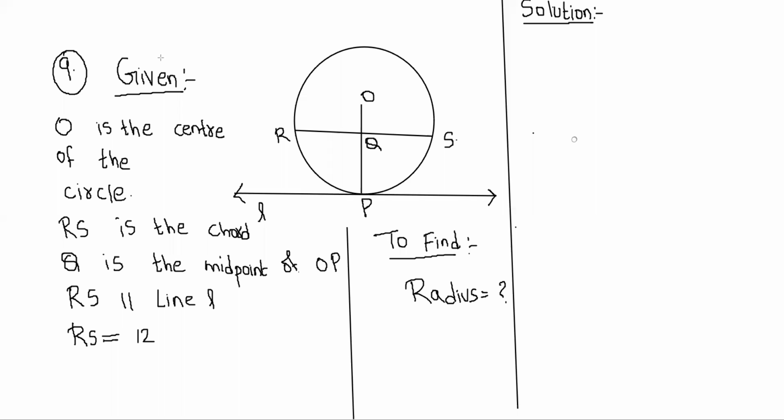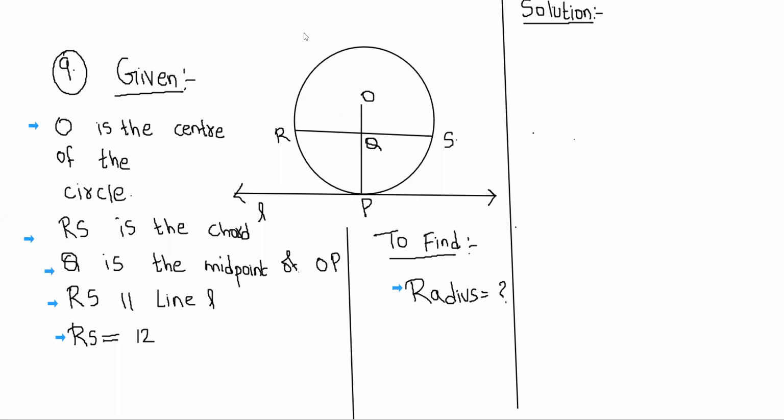So in this question, sum 9, the given information we have is, first, O is the center of the circle. Second, RS is a chord of the circle. Next, Q is the midpoint of OP. RS is parallel to line L. RS is equal to 12 units. We don't have centimeters here, just units. To find is the radius of the circle.